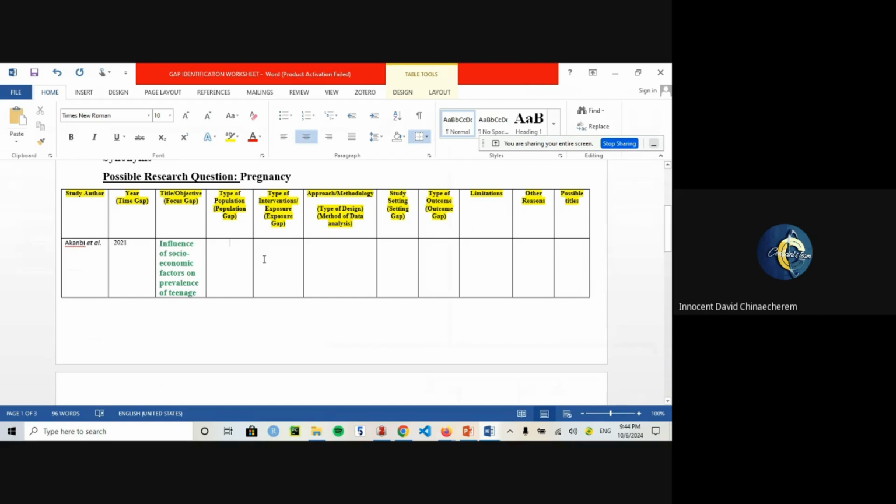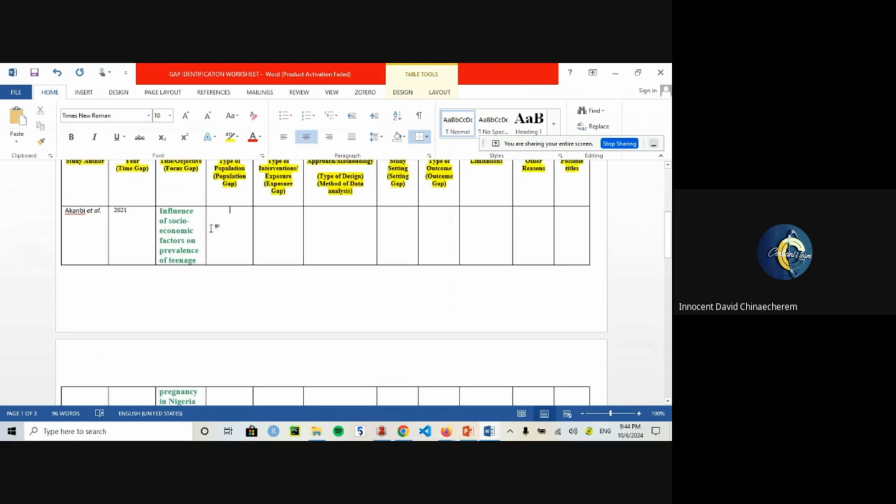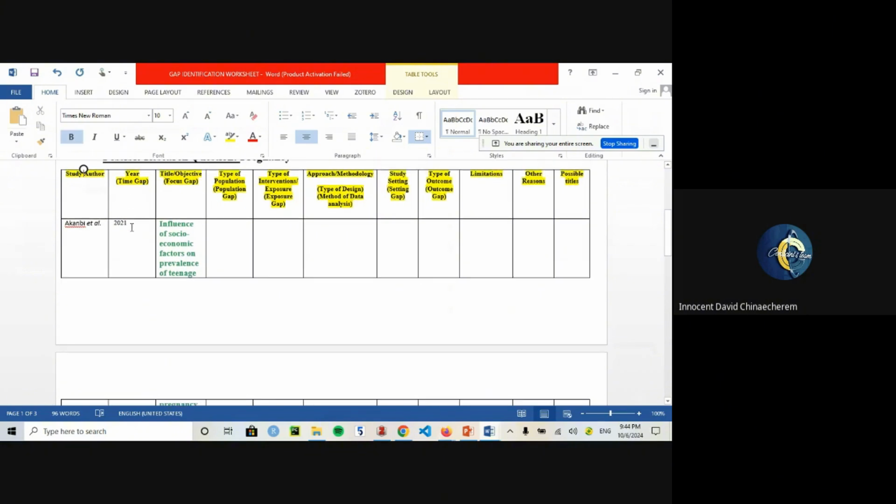Now, when you look at this, what are the possible gaps? It was conducted in 2021. So we can say no recent updates, or it was conducted in 2021 visually, because when we are recording our gaps, we're also using some form of subjective judgment in our decision. So what is the type of population here? Teenage pregnancy.